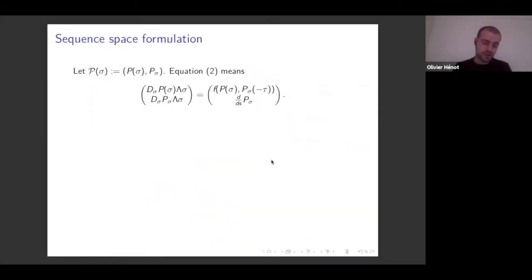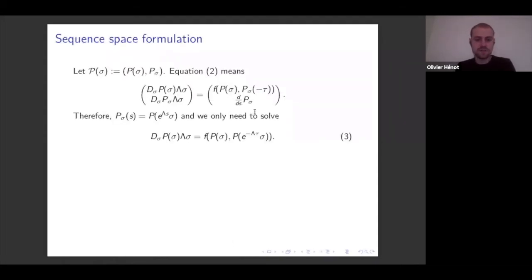Remember that P is an element of that Banach space X. So it has two components. One is what happens at present time, and the second is the history. So equation 2 really means what I wrote here. And if you look again at the second row, you can see that P sub sigma is precisely equal to P evaluated at exponential of lambda s. So really we have a rescaling, simply a rescaling.